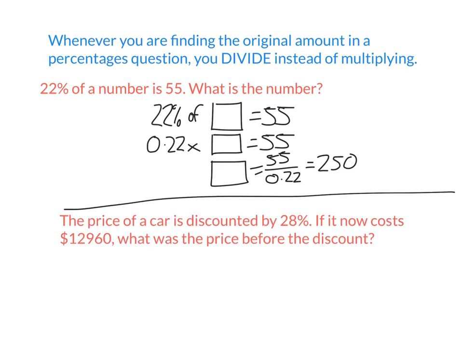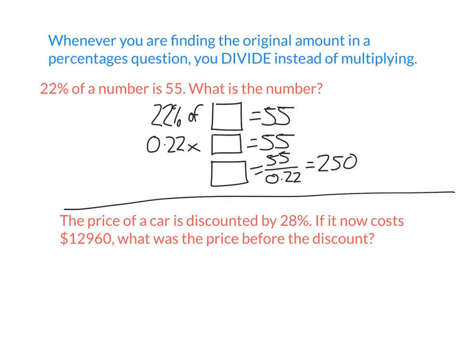So the price of a car is discounted by 28%, and it now costs $12,960. We want to know what the price was before we applied the discount. So here, once again, we are finding the original amount. We're finding what number I discount by 28% in order to get $12,960. So here we are finding the original amount, we're going to divide.